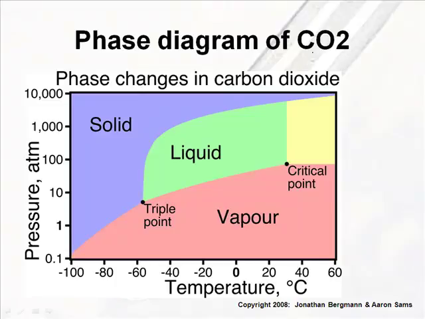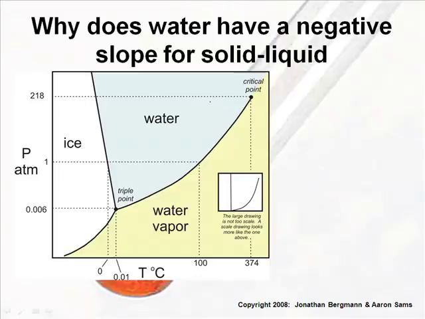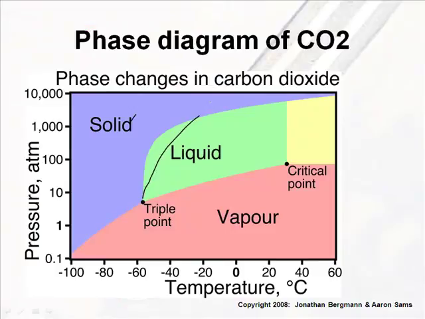One other thing we should talk about: most phase diagrams, solid, liquid, gas ones, have more of a shape like this. This is the phase diagram of carbon dioxide, CO2. What you notice here is that the slope of this line is positive, where the slope for water is actually negative. That's a very rare occurrence. The slope for most things is positive.